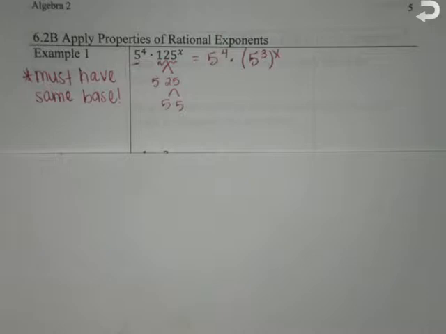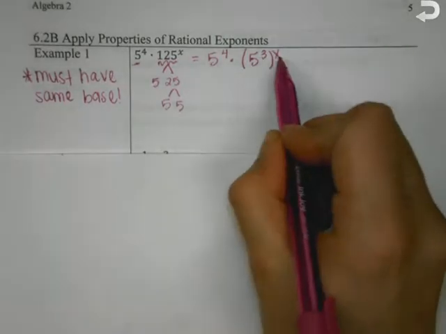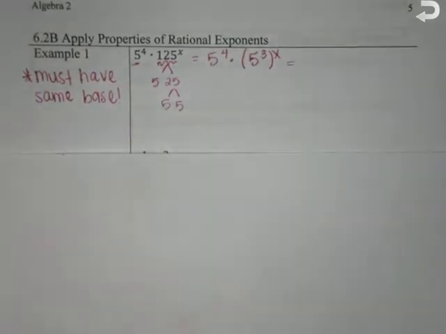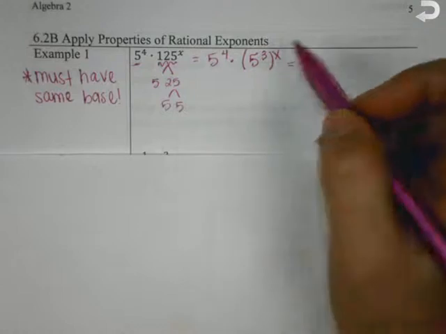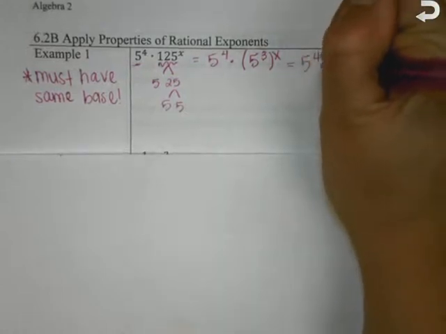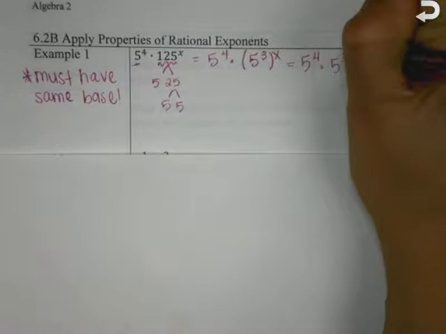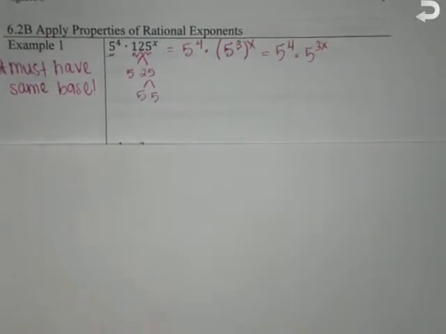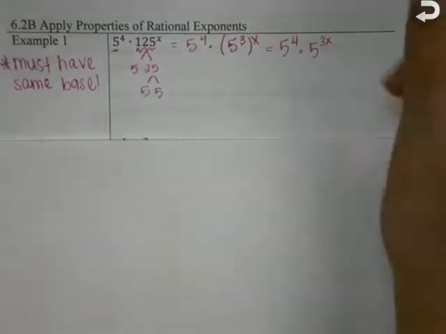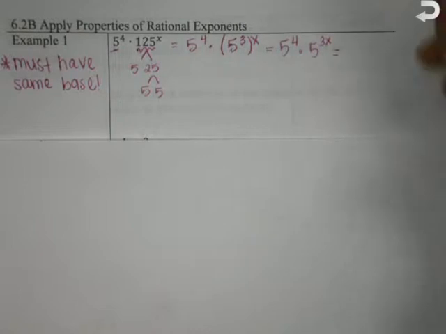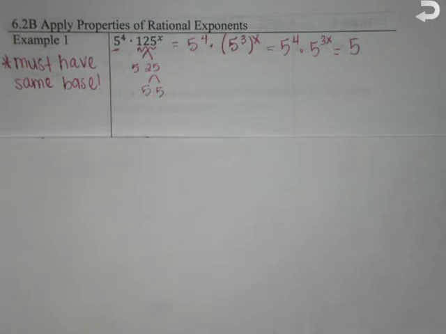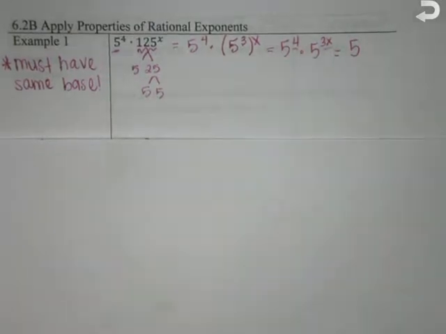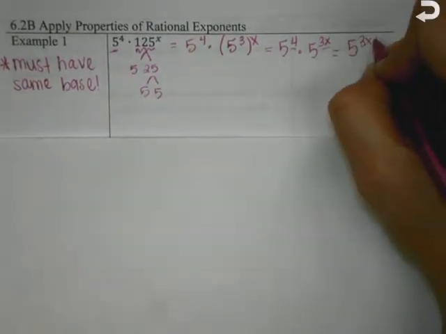Now, when I raise a power to a power, what do I do with the exponents? Do I add them or multiply them? A power to a power? Multiply. So this is 5 to the 4th times 5 to the 3x. Okay, so now we can go ahead and multiply these things. We keep the base of 5, and what do I do with those exponents? I add them. So this is 3x plus 4. So that's my answer.